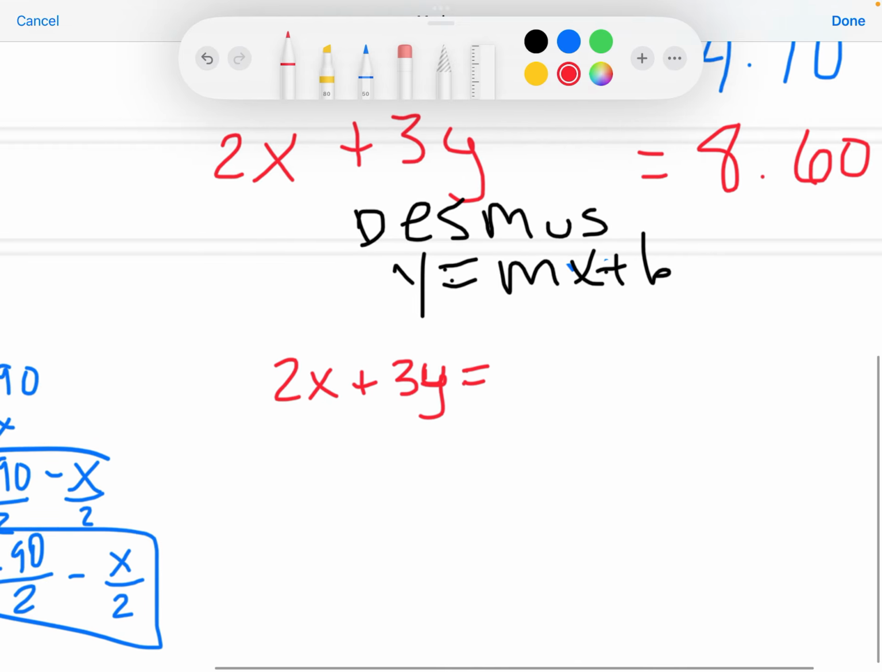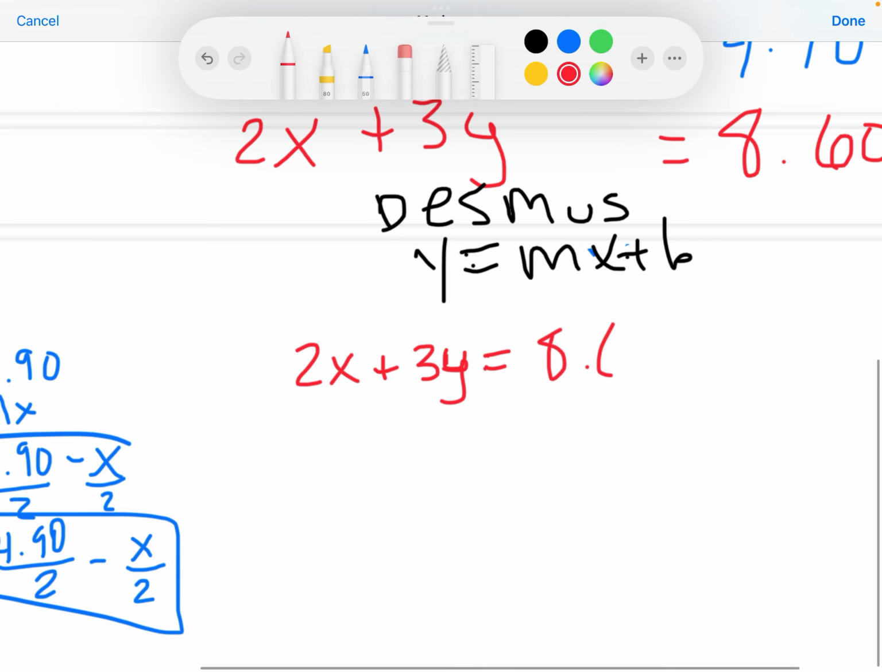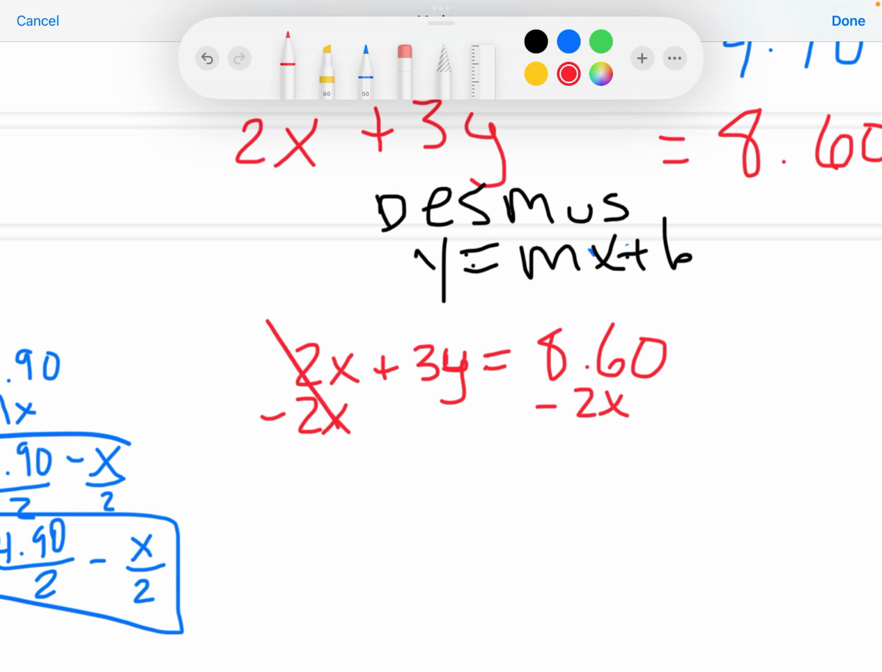3y, and what was it equal to? 860. Okay, 860. Same steps as before. Get rid of the x's, then divide away the number in front of y. So 2x, how do I get rid of that? We do its opposite, which is minus 2x instead of positive. Cross those out.